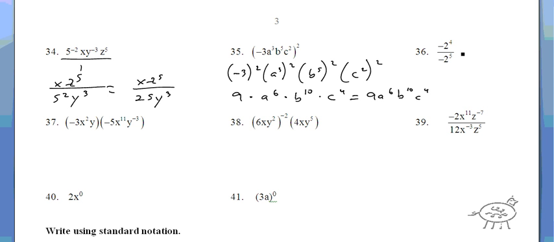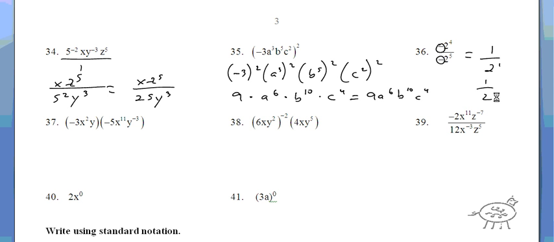Okay, this one, basically you're having a battle. The negatives are going to cancel out here because they're not in parentheses. It's just a negative in front of there. And then it's a battle between the 2's. So the south wins by 1. So the answer is 1/2.